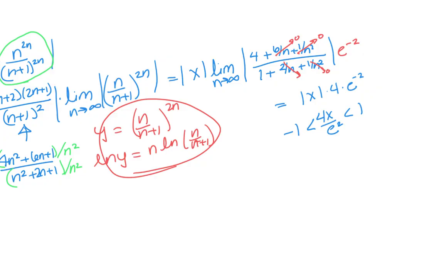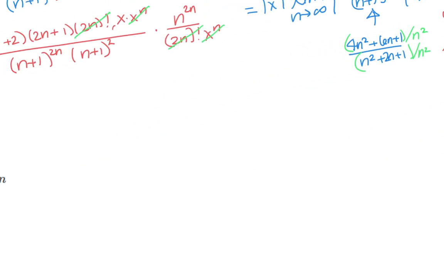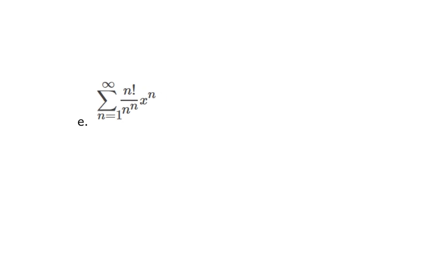So I'm going to get e squared over 4 is less than x, which is less than e squared, that should be negative, e squared over 4. So my radius of convergence is e squared over 4. Right, way back over here, so we have this last one, and then we're going to be testing the endpoints, which is always delicious, scrumptious even.